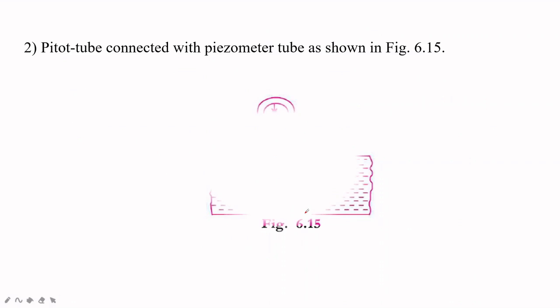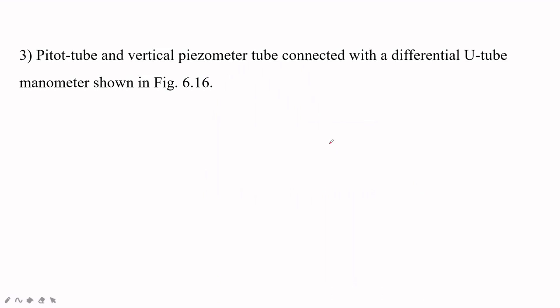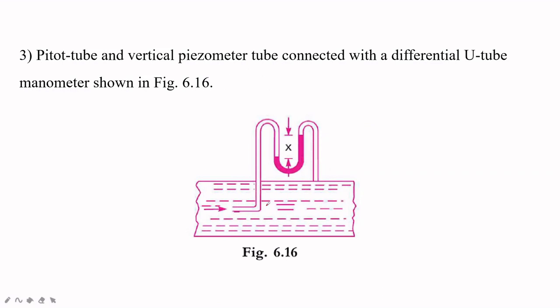The second one is the pitot tube connected with the piezometer tube, as shown in the figure. If you have to connect the pitot tube to the piezometer, this is the arrangement to be followed. Then the pitot tube and vertical piezometer tube connected with a differential U-tube manometer. When a manometer is in the picture, this is the pitot tube, this is the piezometer, and here is the differential U-tube manometer.